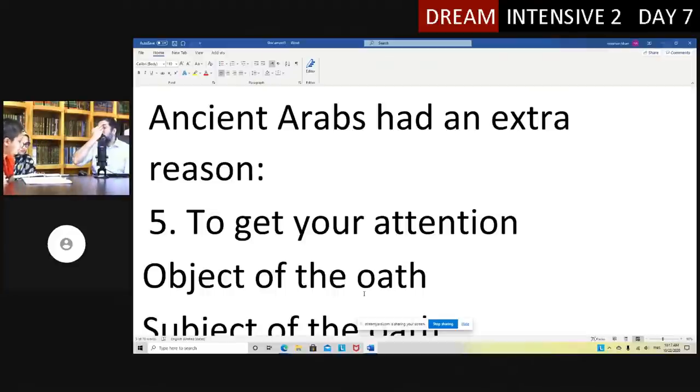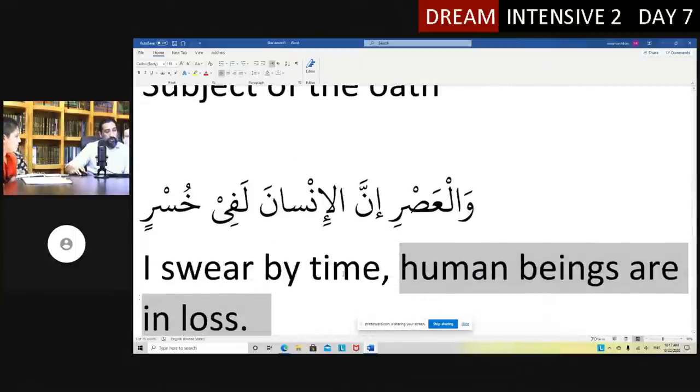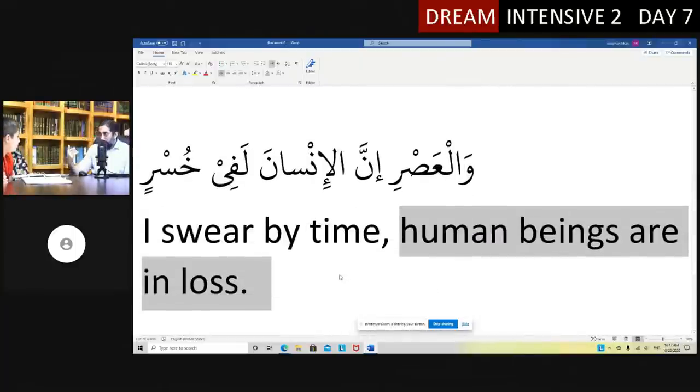Let me give you an example. In ancient Arabia, if they knew that enemy forces were coming to attack our village and would be here by tomorrow morning, the guy would go up on top of the mountain. And he would say, wa sabaha, which is another kind of oath. I swear by tomorrow morning.